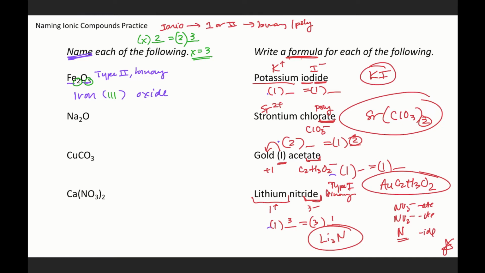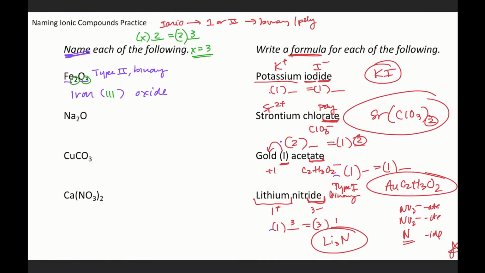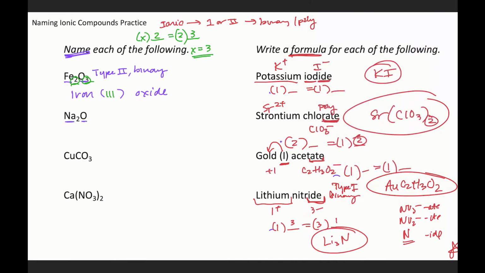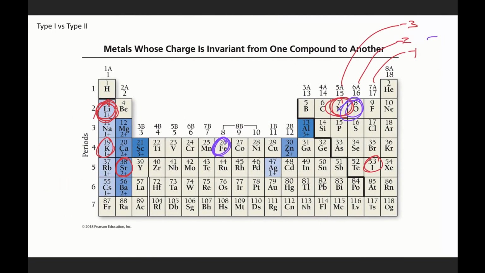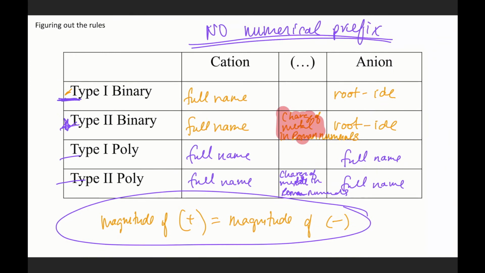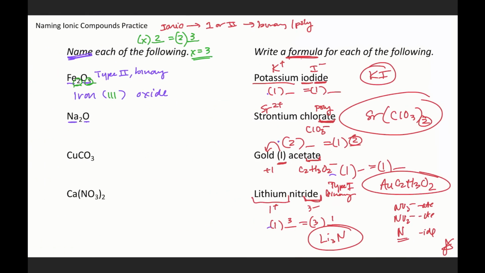And then we could actually work in the other direction and make sure that formula makes sense. If iron has a charge of 3 and oxygen has a charge of 2, how many of each would I need? And you'd see that that breaks down to 2 and 3. All right. Now let's do the next one. Na2O, so we have sodium and we have oxygen. We would go check our periodic table. Here is sodium, here is oxygen. Binary, so it's ionic. Type 1, binary: full name, root-ide. Full name, sodium, root, ox, ide. All right.